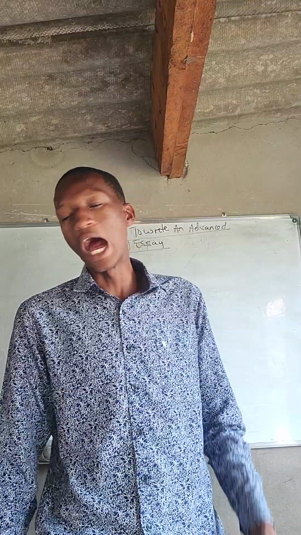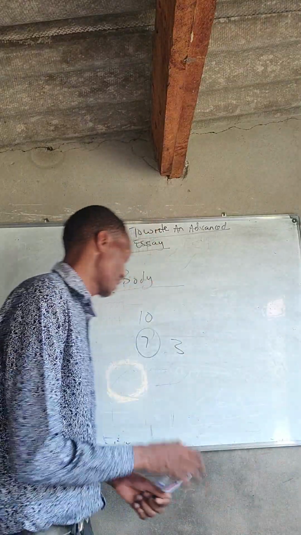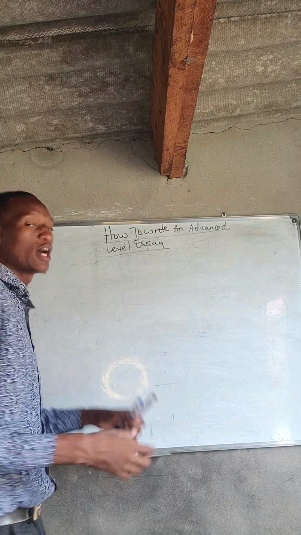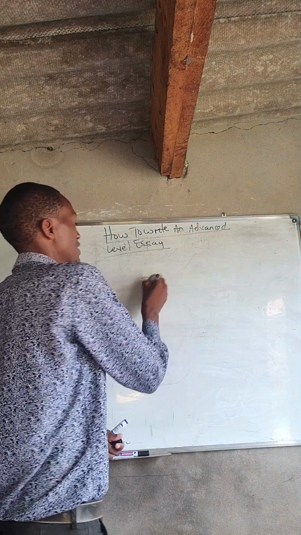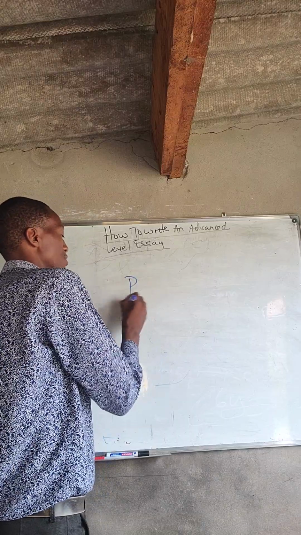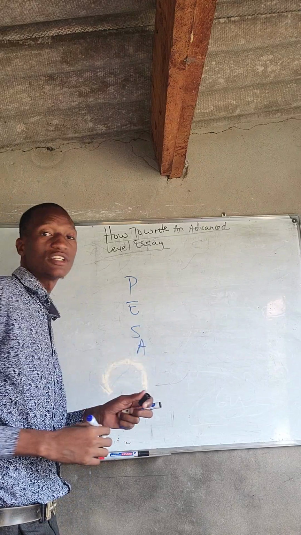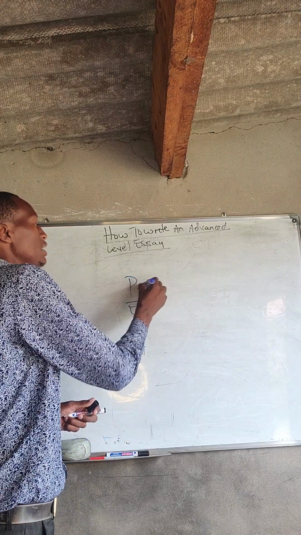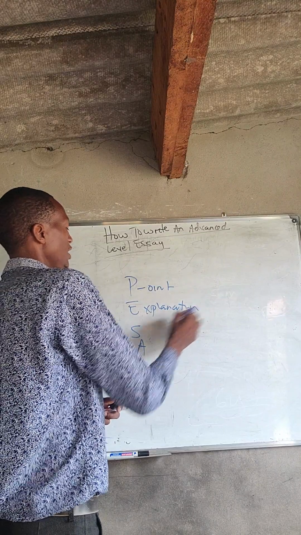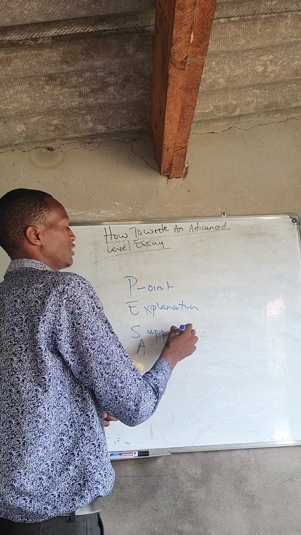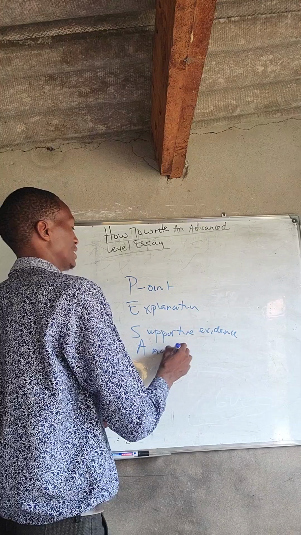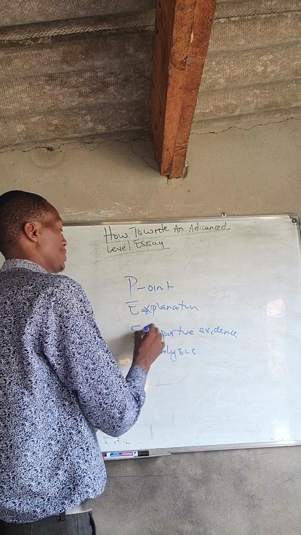So, how to write the body of an essay? I have come up with a formula, a shortcut, which I call the PESA system. What is the PESA system? It is an abbreviation which I've developed. P represents a point, E represents explanation, S represents supportive evidence, then A represents analysis.